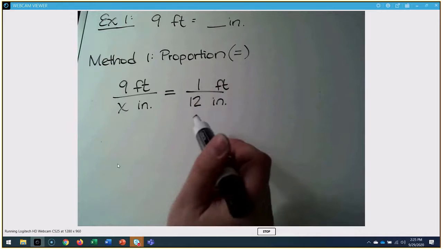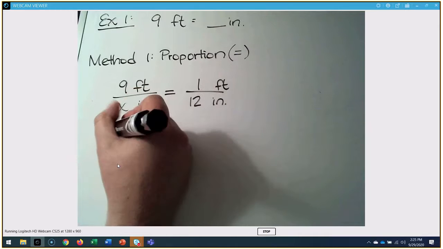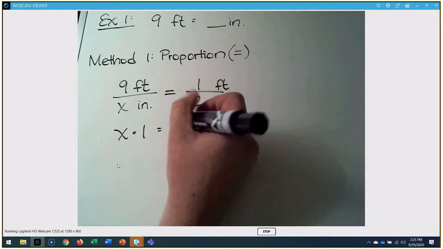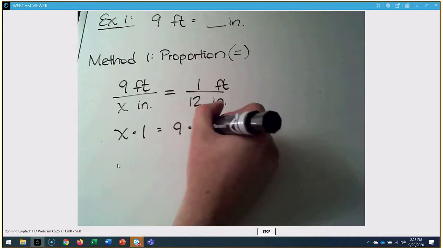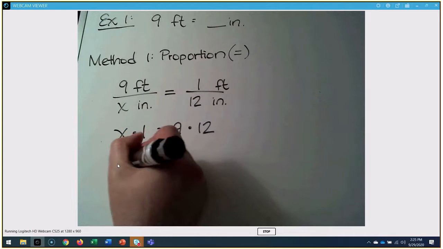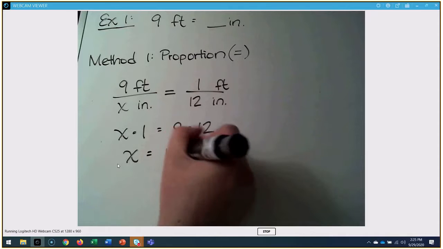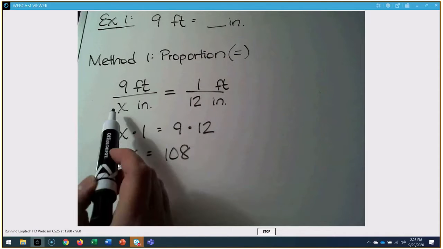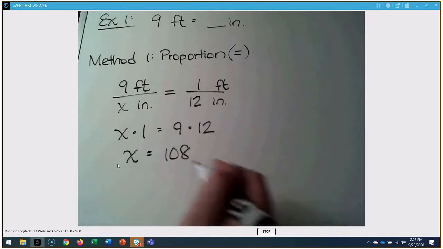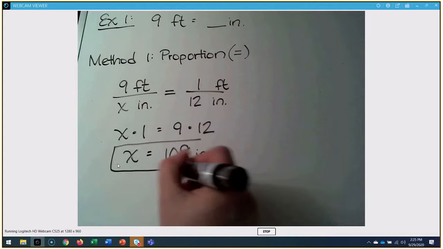Now to solve a proportion, you cross multiply, so it's x times 1 equals 9 times 12. x times 1 is just x, and 9 times 12 is 108. So since 108 was the x, that means this is now 108 inches. And that one's done.